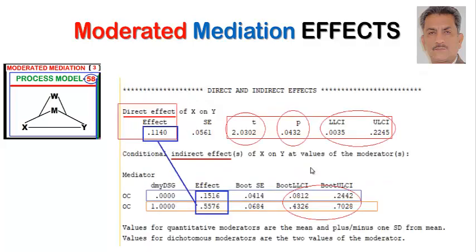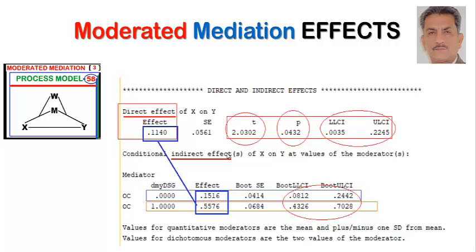Now let's move to the direct and indirect effects of X, M, W on Y. The direct effect of X on Y is 0.1140. It is significant. The t-score is 2.0, which is greater than 1.96. The p-value is also significant, less than 0.05. And the lower and upper limits of the confidence interval are also significant because they have no zero in the middle of the two limits.